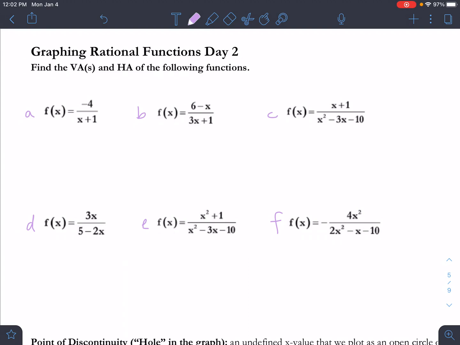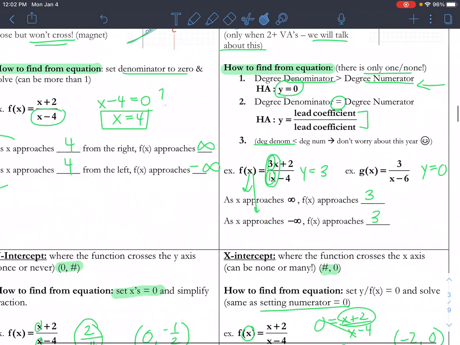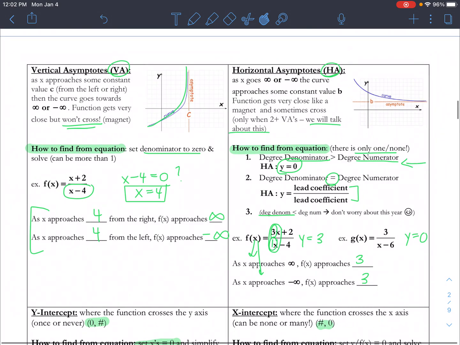Hey everyone, so today we're going to work on graphing rational functions day 2. And the first thing I want to do is just do a little warm-up with finding vertical and horizontal asymptotes. If you completely forgot how to do this, friendly reminder, if you scan back up, you have hints on how to find vertical asymptotes and how to find horizontal asymptotes.